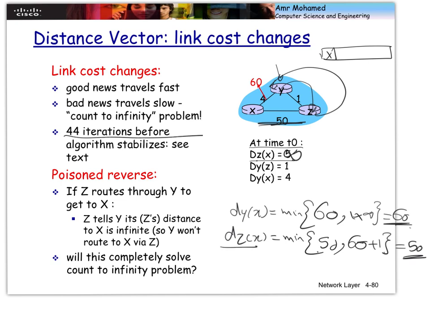So when Z receives that, it will realize that the new cost is 50 through X, not through Y. Right? So am I allowed to report that distance to Y? Yes. Applying the poisoned reverse rule, Z now sends to X directly, so I'm allowed to report to Y. So Y will receive the new distance from Z to X, which is 50, and then Y will say my new distance is either 60 or 50 plus 1, which is 51, and that's it.